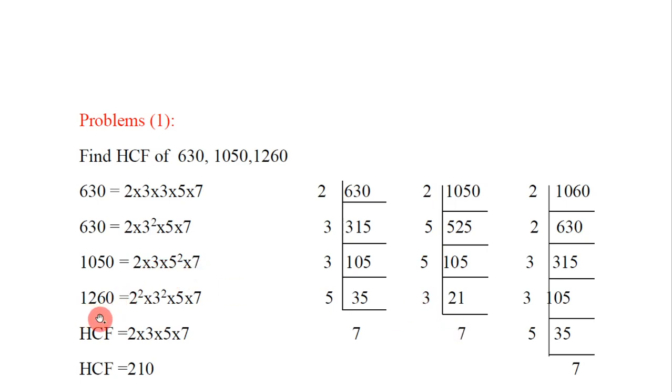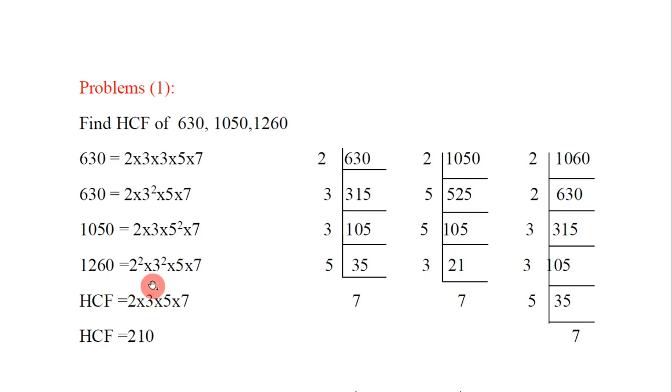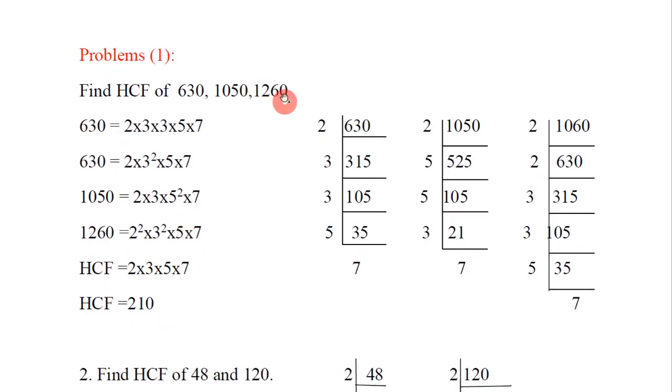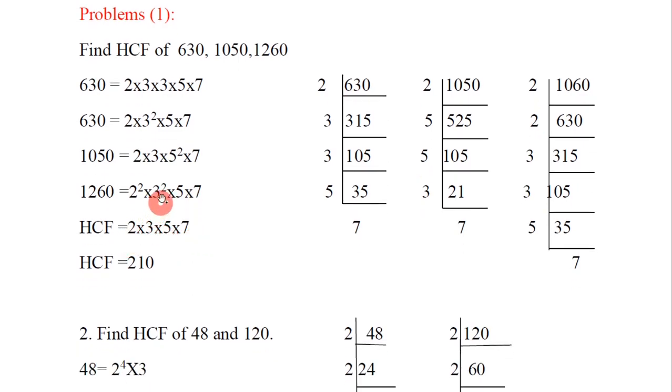Similarly, 1260 is 2 square into 3 square into 5 into 7. This last number is 1260. So here we have the product of prime factors of the three numbers. Now we have to find the highest common factor. Among the powers, which is the highest common in all three numbers? We have to check it. 2 power 1 is here, 2 power 1 is here, 2 power 2 is here.